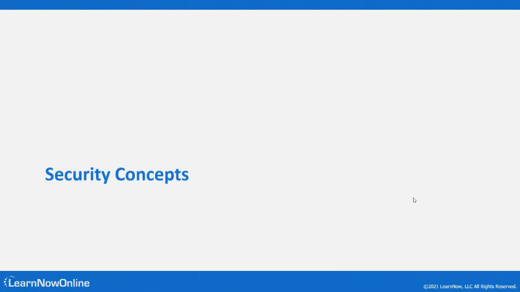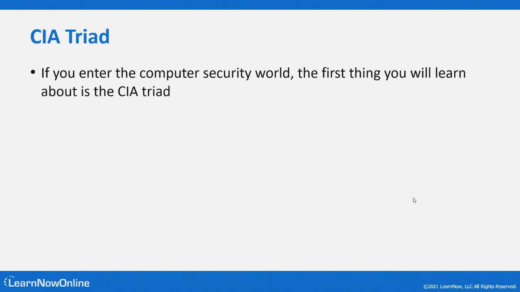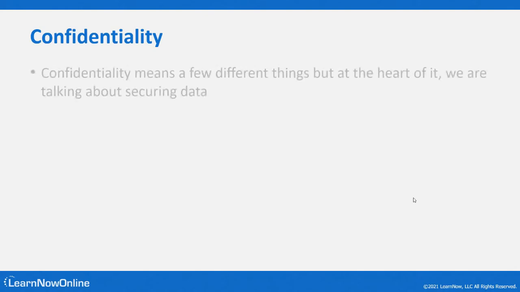In this section, we're going to talk about security concepts. If you enter into the computer security world, the first thing you will learn is about the CIA Triad. That stands for confidentiality, integrity, and availability. We're going to look at each one now. We'll start off with confidentiality.